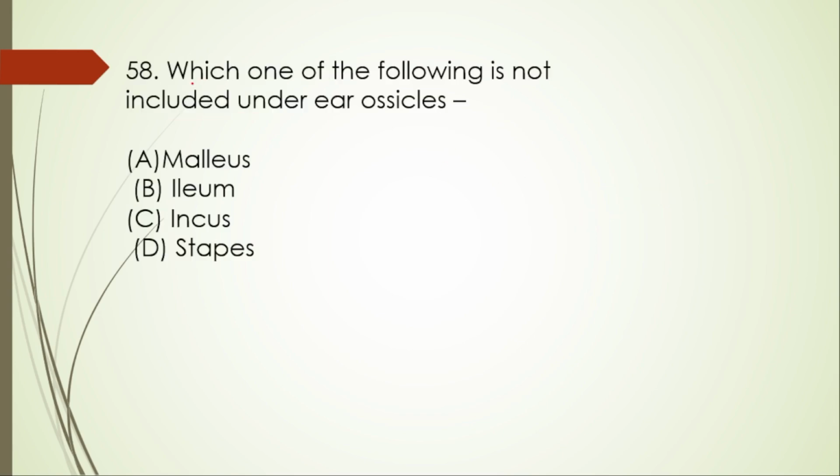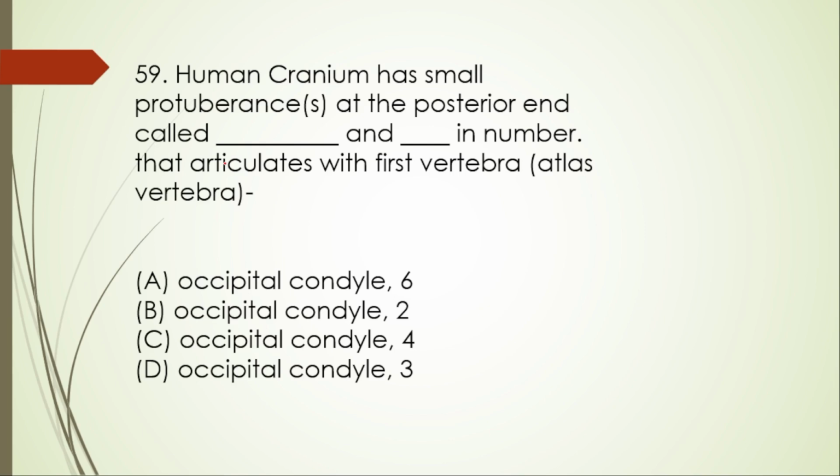Next one, 58th question. Which one of the following is not included under ear ossicles? Malleus, ileum, incus, and stapes. So here ileum is not included because it is the third and final part of the small intestine in the digestive system, isn't it?